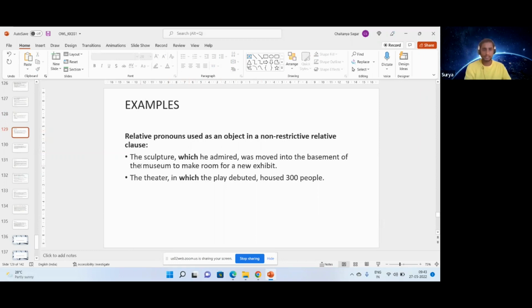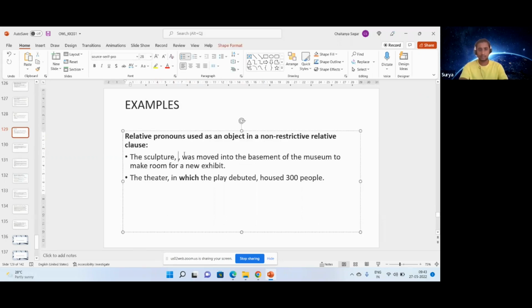The example is: the sculpture, which he admired, was moved into the basement of the museum to make room for a new exhibit. If you remove the information between the commas and say the sculpture was moved into the basement of the museum to make room for a new exhibit, the communication still remains the same. It is just extra information being added, because we can omit it and the sentence can still stand alone. So this is not essential information. It is separated by commas and which is used.